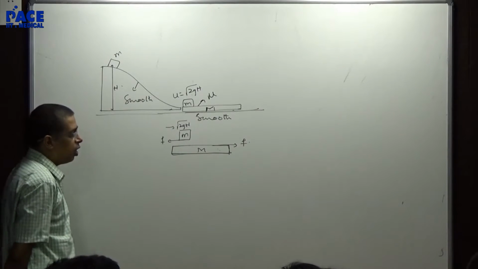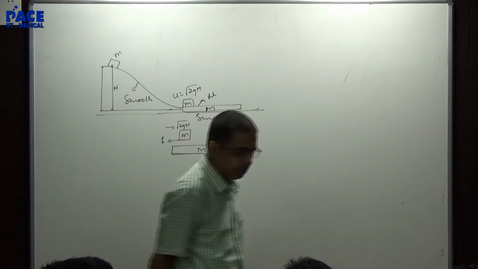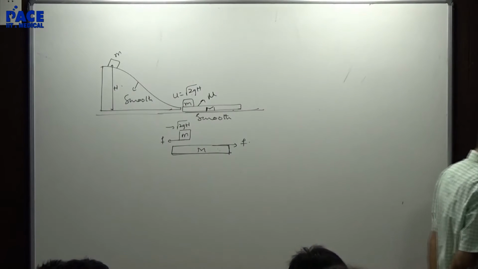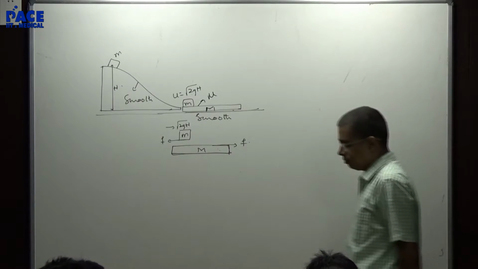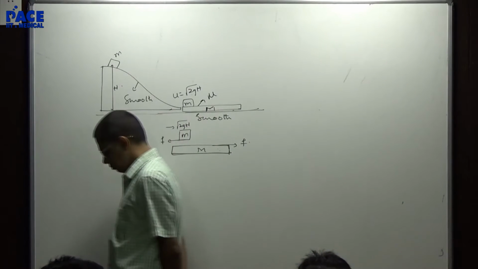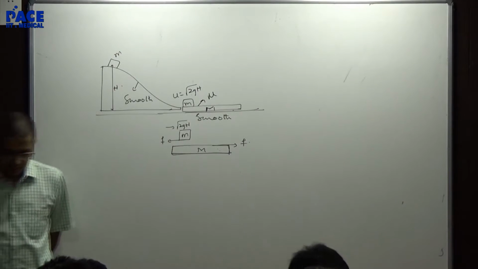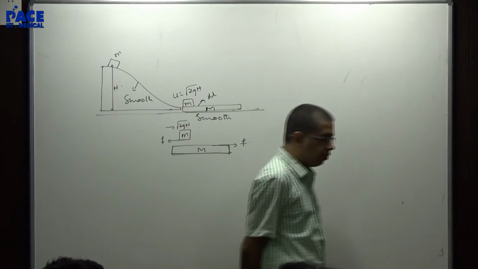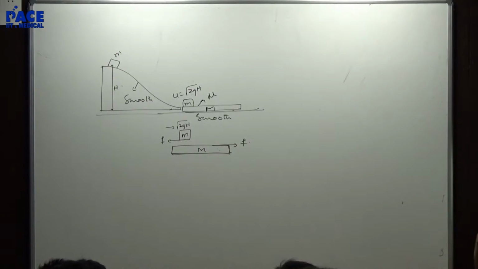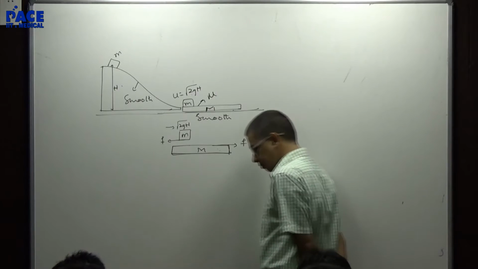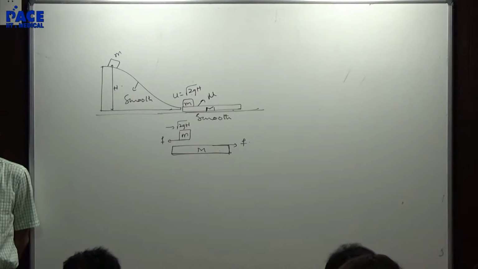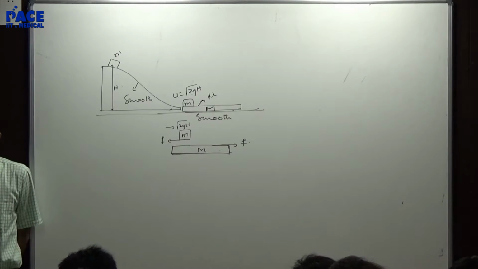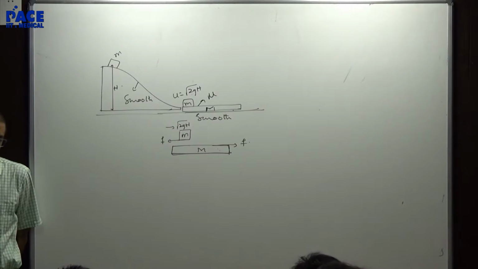After some time, small m and capital M will start moving together. Write down the statement: after some time, small m and capital M will start moving together. Full stop. Find the work done by friction on the system.